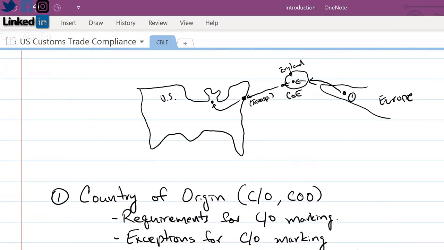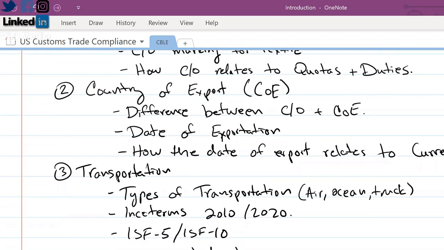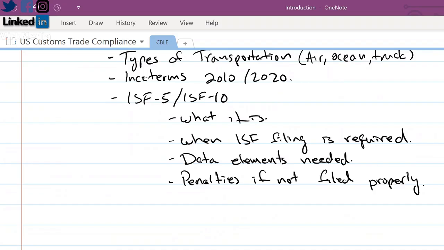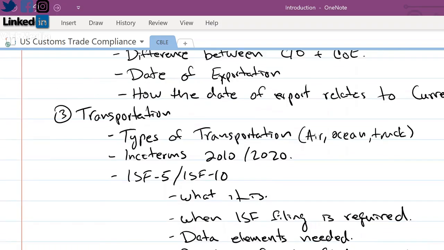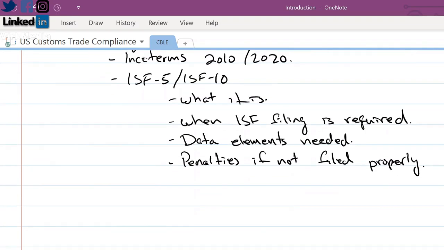After we discuss transportation, it'll be the entry. I would say the entry process is the most detailed item on this list. It'll be number 4.